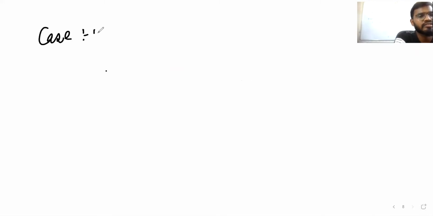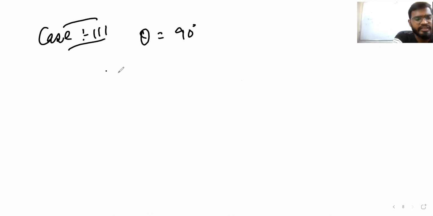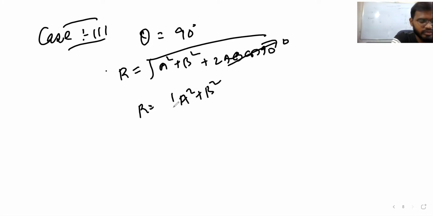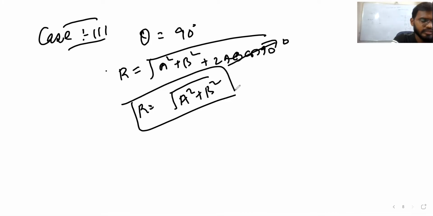Now cos 90, the third case. Third, theta is equal to 90 degrees. Guys, resultant is equal to the square root of a square plus b square plus 2ab cos 90, right? Cos 90 is 0. So the whole term is 0. So resultant is equal to the square root of a square plus b square. So this also we should know properly.